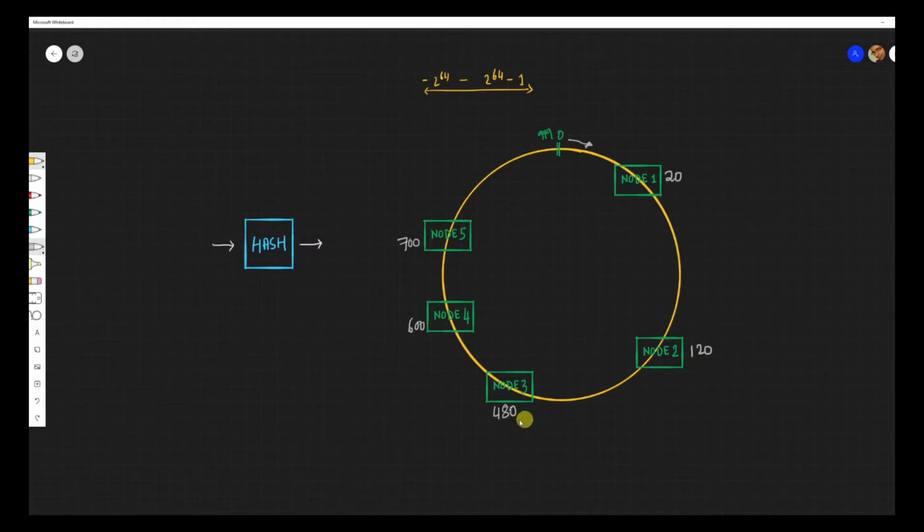Second at 120, 480, 600, 700, let's say. Let's understand what happens here. So this node over here, node 1, all the requests in the range from 701 till 20 throughout this ring will be served by node 1. Similarly, for node 2, what will happen? Any value from 21 to 120 will be served by node 2.